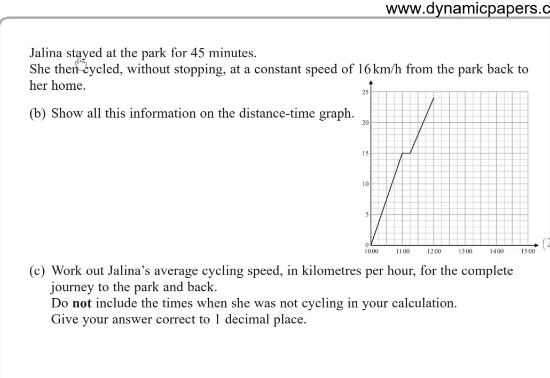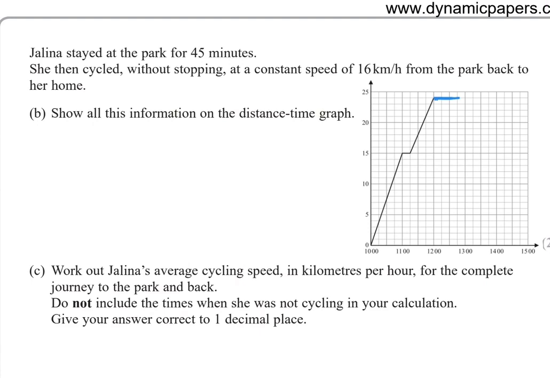Moving on, Jalila stayed at the park for 45 minutes. She then cycled without stopping at a constant speed of 16 kilometers per hour from the park back to her home. Show all this information on the distance time graph. So she stayed at the park for 45 minutes. 45 minutes means 3 small squares, because each small square represents 15 minutes. So draw a horizontal line with length 3 small squares. This represents that she stayed 45 minutes at the park.